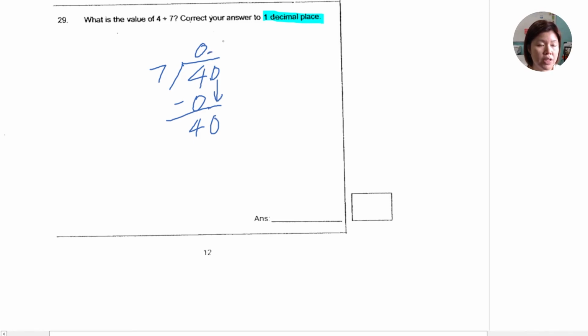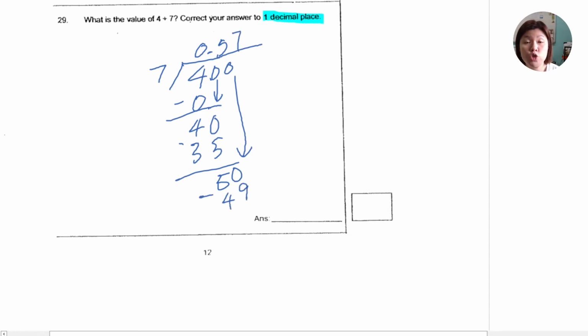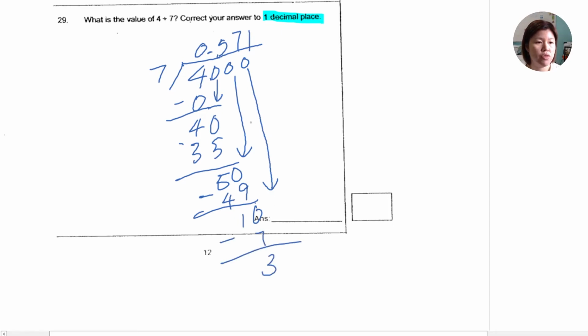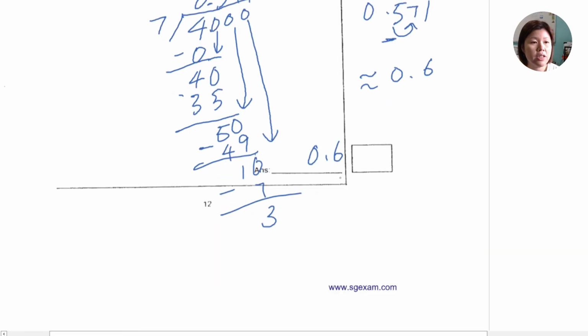So the nearest number is 5, minus 35. 5 again. Carry down again. 15, nearest is 7. Always leave your answer in 3 decimal places so that when you want to round off, it's much easier. Minus 14, you end up with 1. Okay, we have 3 decimal places, so the answer is 0.571. They want 1 decimal place. Look at your friend, it's more than 5, so plus 1, you end up with 0.6. Okay, let's move on to the next one.